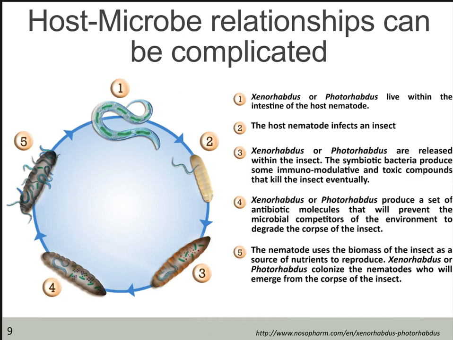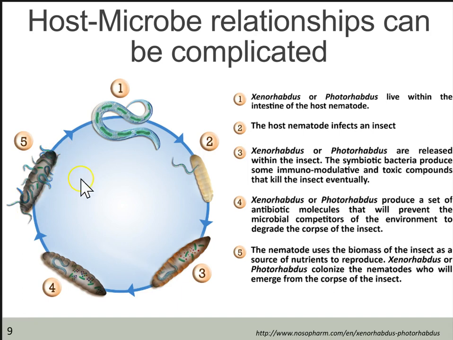Now, these host-microbe relationships can be complicated. I like showing this example because this is an example in which a microbe lives within a host and is beneficial for the host, but it can also be a pathogen for another organism. So, for example, Xenorhabdus or Photorhabdus live within the intestine of the worm. That worm infects an insect, and then those bacteria are released and are able to kill the insect. So for the worm, it's a beneficial microbe, but for the insect, it's a potentially pathogenic microbe.